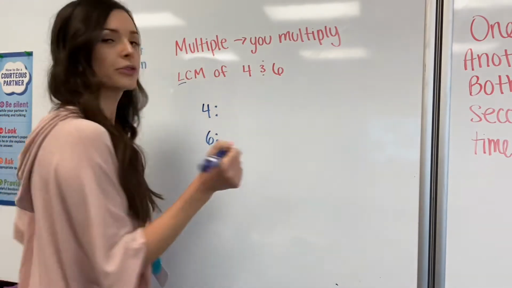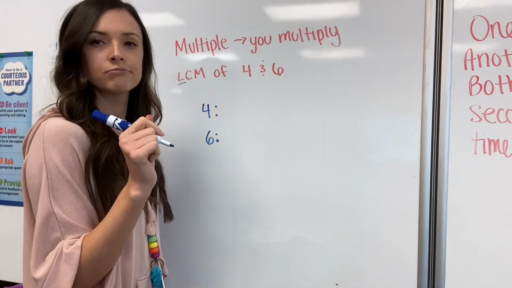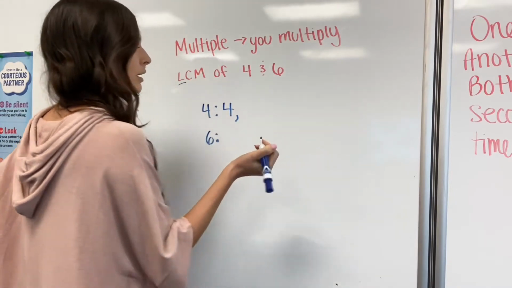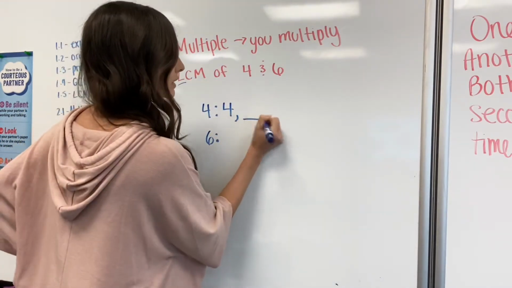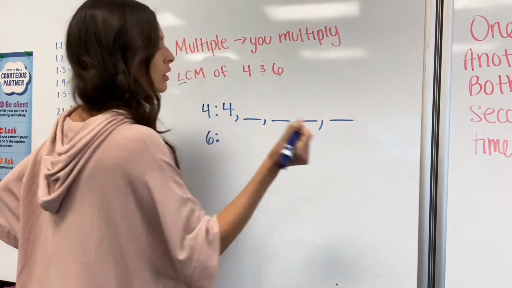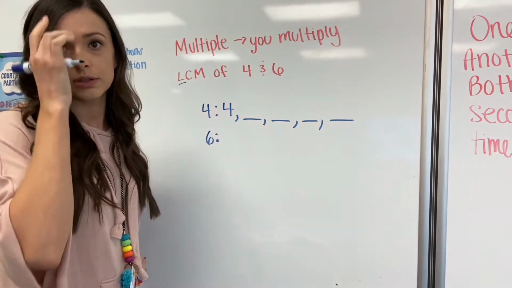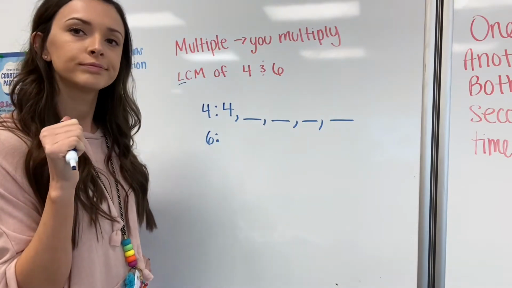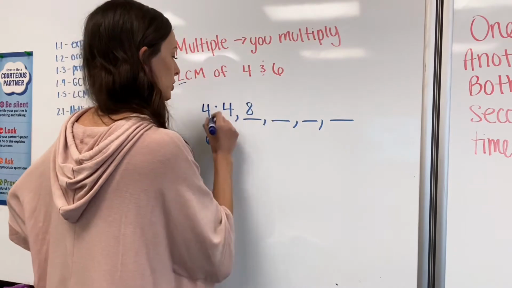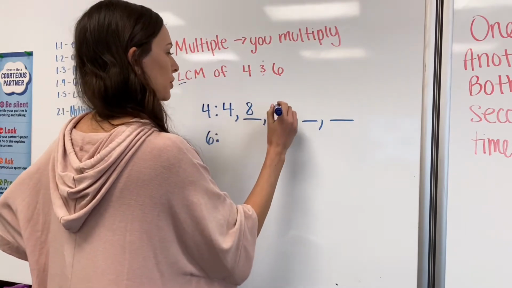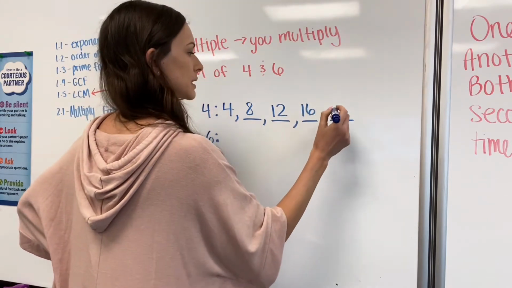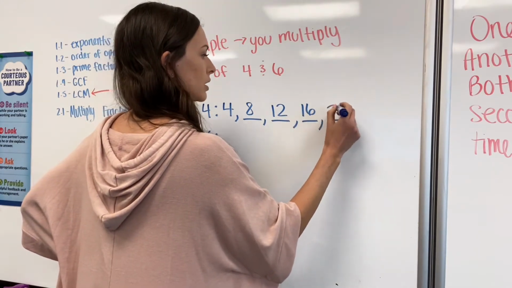So the first multiple of 4, do you remember? Right, it would be 4. And go ahead and give me the next 4 multiples of 4. All right, so you should have gotten 4 times 2 is 8, 4 times 3 is 12, 4 times 4 is 16, 4 times 5 is 20.